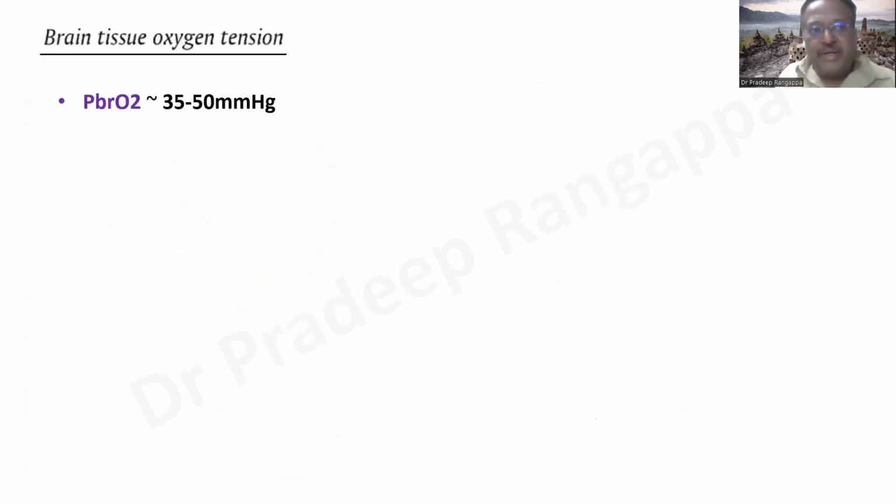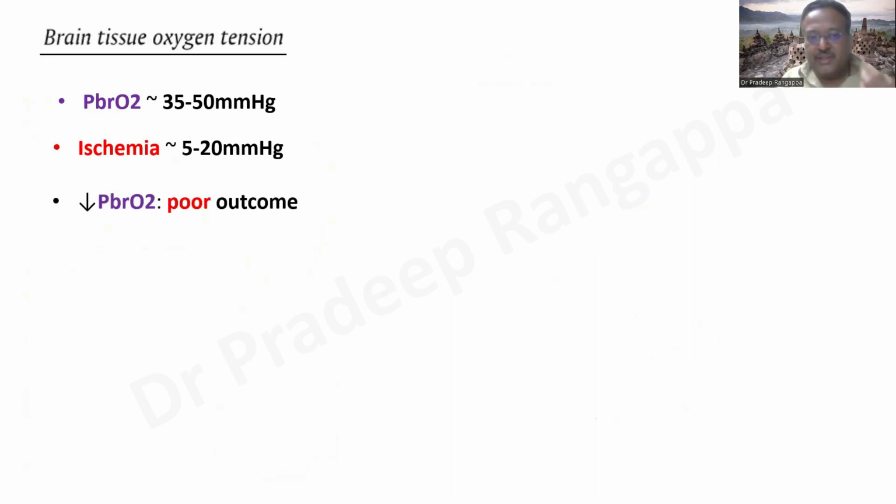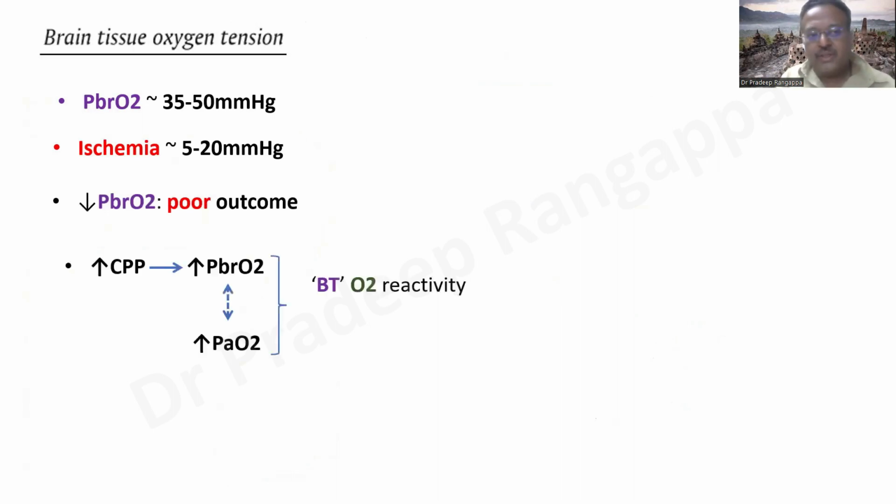So now we'll move quickly to the brain tissue oxygen. So the brain tissue oxygen is basically looking at the oxygenation within the brain. So for jugular venous, you remember the value should be more than 55%. For brain tissue oxygen, the number is 35 to 50 millimeter mercury that you should maintain. If it is around 5 to 20 millimeter mercury, it indicates that the brain is ischemic, and low brain tissue oxygen is associated with poor outcome. And brain tissue oxygenation also has a good correlation with cerebral perfusion pressure.